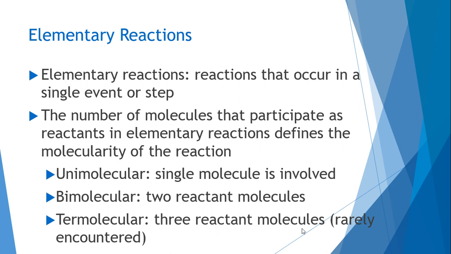One thing to note about elementary reactions is that the number of molecules that participate as reactants is going to tell me something about its molecularity. Now, what is molecularity? Well, there are three types we're going to define: unimolecular, bimolecular, and termolecular. Uni is when a single molecule or reactant is involved. So again, when I say molecule, I mean a single reactant. Bimolecular is when you have two reactants, and termolecular, like tertiary, means three reactants.